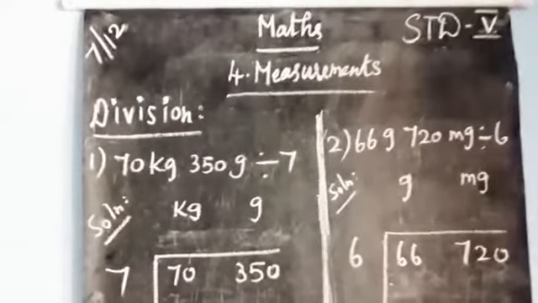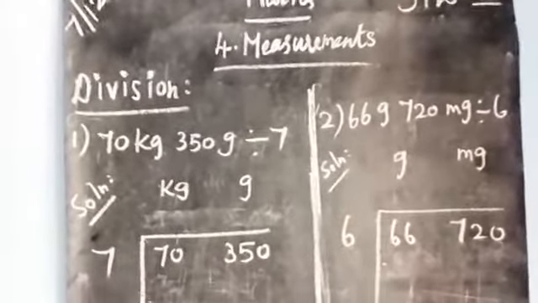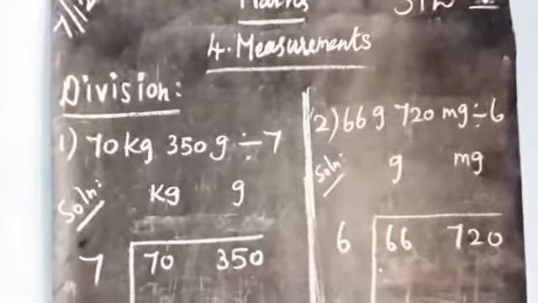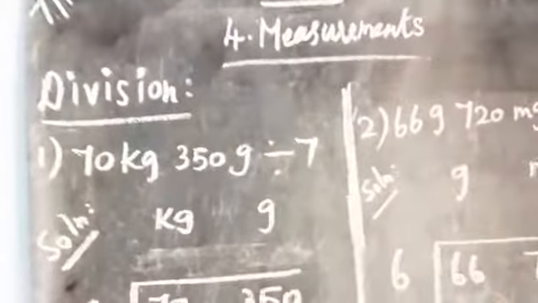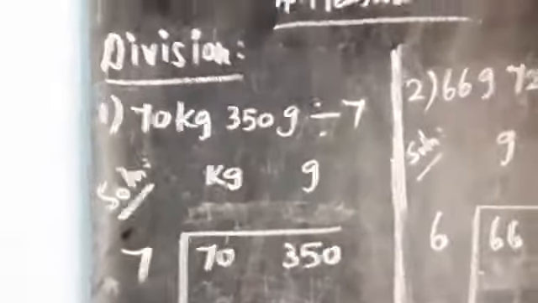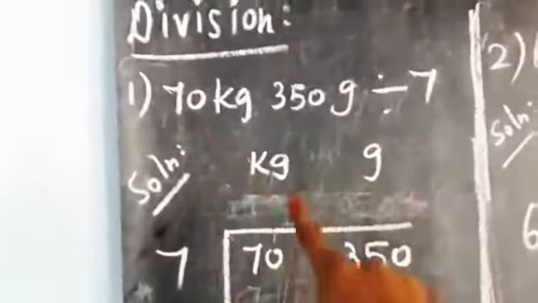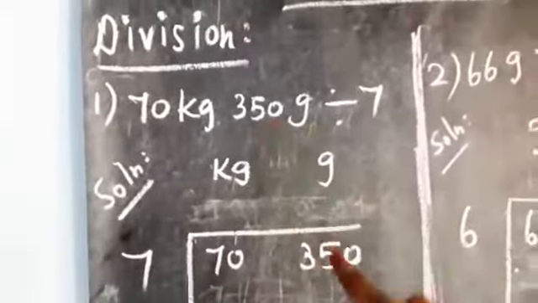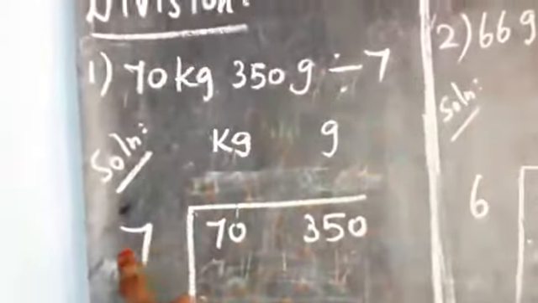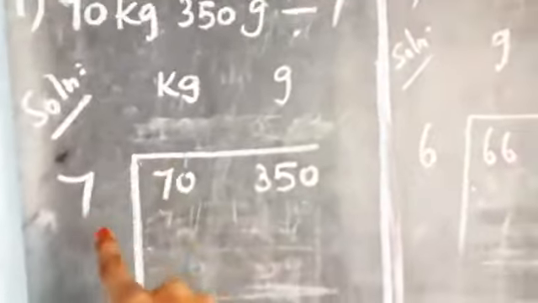Then fourth type, division. First one, 70 kilogram 350 gram divided by 7. Here kilogram and gram will be there. Just write a solution. Kilogram and gram, 70 kilogram 350 gram divided by 7. So you can divide it by 7.